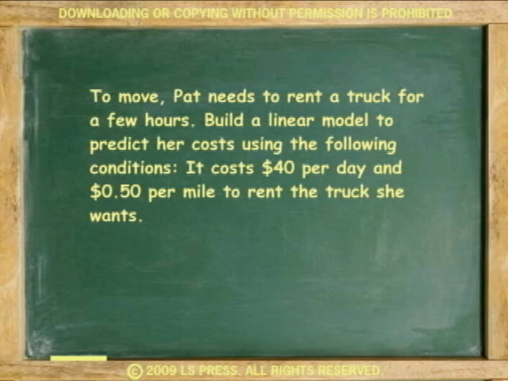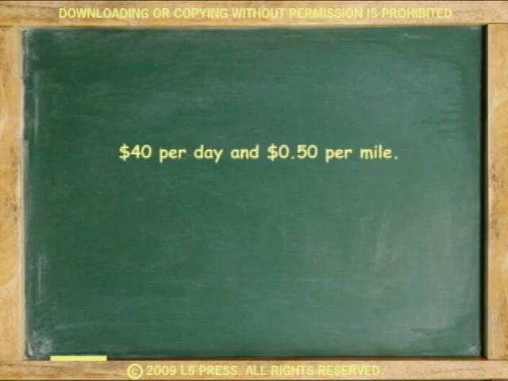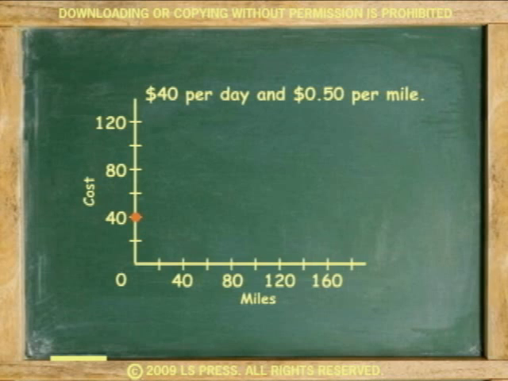To move, Pat needs to rent a truck for a few hours. Build a linear model to predict her cost using the following conditions. It costs $40 per day and 50 cents per mile to rent the truck she wants. We begin with the condition that Pat must pay $40 for just starting the truck. That's 0 miles. Therefore, the line for this model starts at 40.